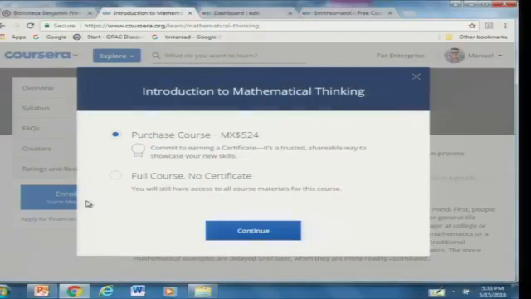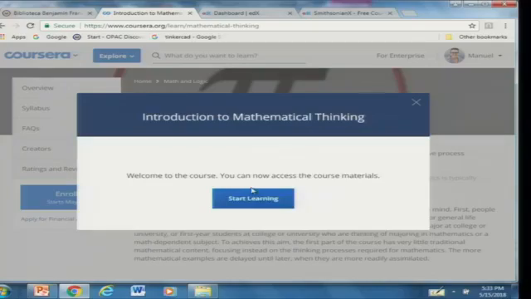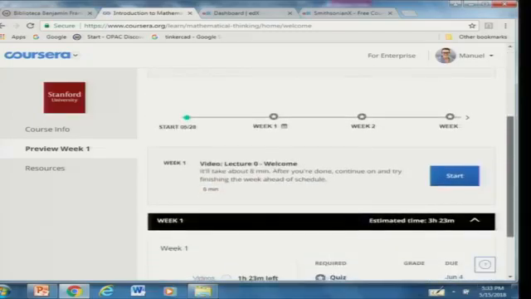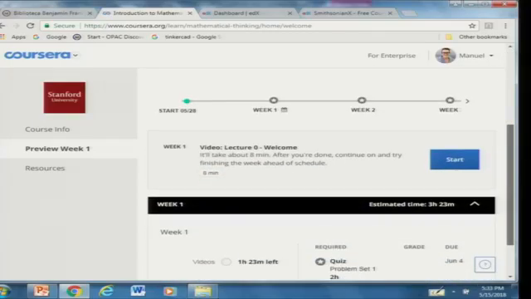So I'm going to go in here and do the full course, no certificate, right? And that's it. What does it say at the bottom, on the blue button? It says Start learning. That is the beauty of this. Immediately you can click on it and start learning. As soon as the course starts on May 28th, you can even do week 1 and watch a video.